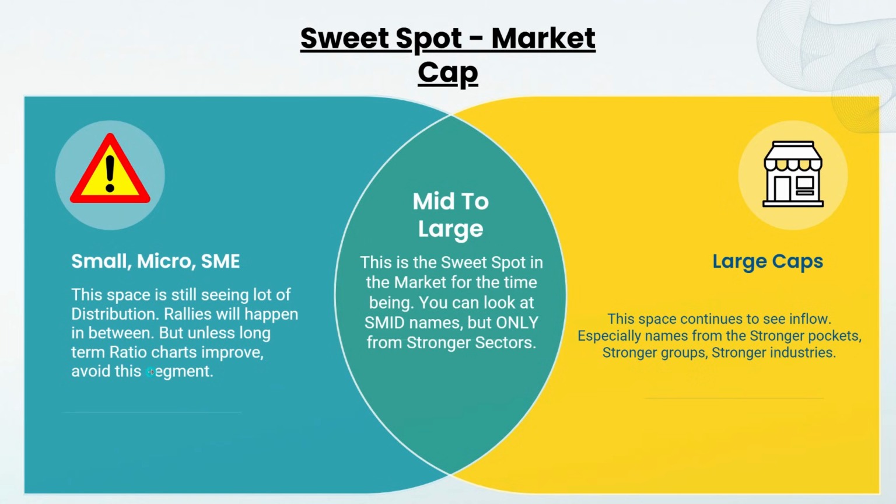Now, one caveat. If you find small microcap SME from strong pockets of the market, let's say metals, let's say banks, let's say auto ancillaries, autos, or the rare earth space, then yes, you can go behind those stocks because they are backed by a larger sector trend. But mid to large cap is the sweet spot in the market for the time being. You can look only at mid names if you understand strong sectors.